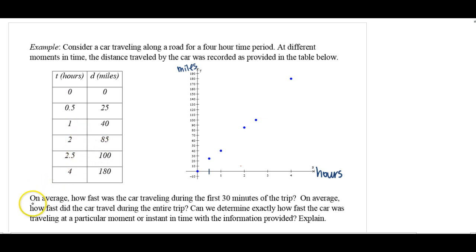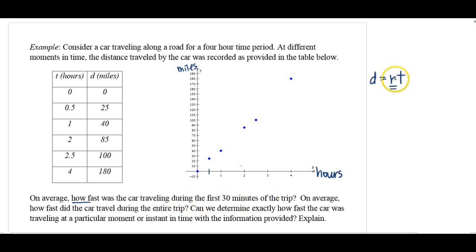So here's the type of question we might be asked that corresponds to this table of information. On average, how fast was the car traveling during the first 30 minutes of the trip? So let's try to bring in the quantities we're trying to talk about here. So we have hours and we have miles, so we have time and we have distance. So hopefully you're thinking of the familiar equation, distance equals rate times time. And so what we're solving for here, we're solving for a rate. How fast was the car traveling during the first 30 minutes of the trip?